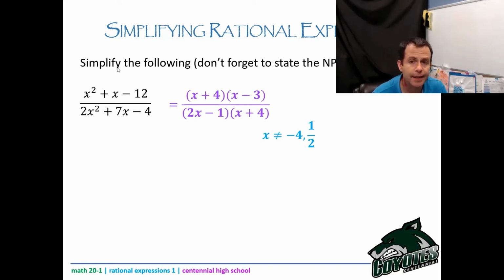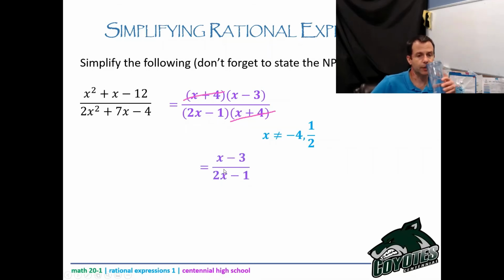Then I can look at this and say, hey, x plus 4 divided by x plus 4 is 1, right? They divide each other out, essentially. X plus 4 divided by x plus 4 is just going to give me a 1. And so now I'm left with x minus 3 over 2x minus 1. So my simplified version is x minus 3 over 2x minus 1.